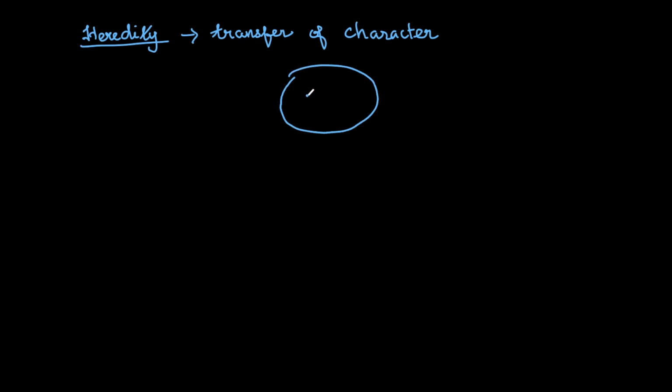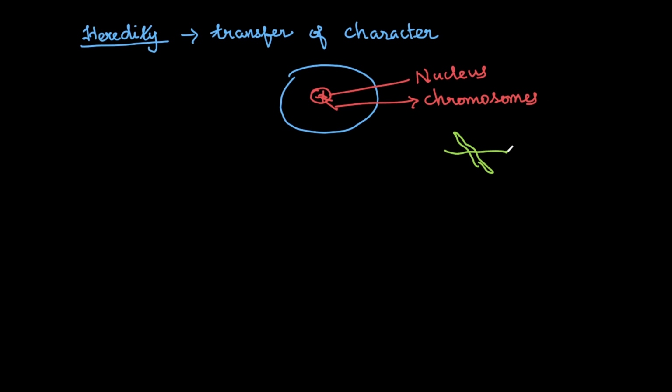This is the cell, and this is the nucleus. The nucleus has chromosomes. Chromosomes are visible just before cell division. These are the chromosomes. Chromosomes are made up of DNA.